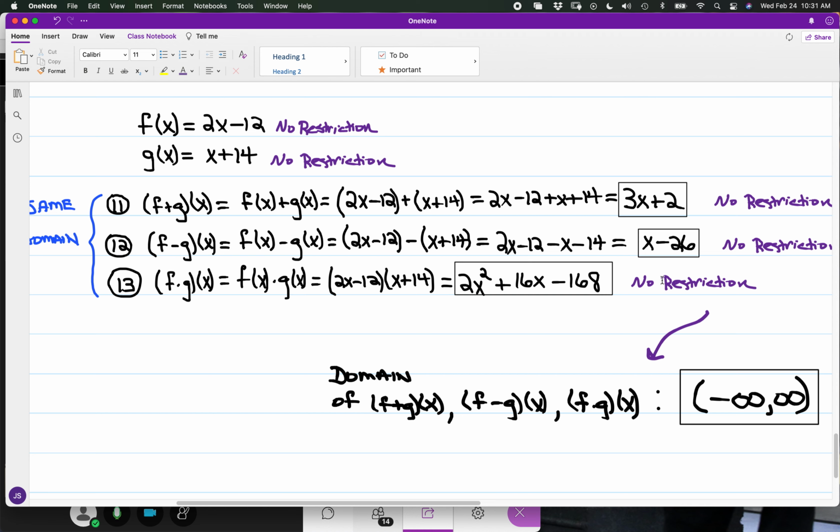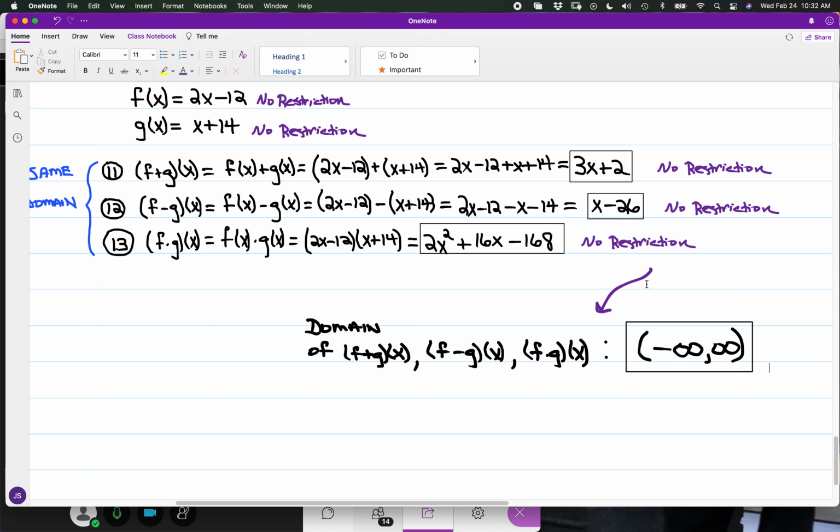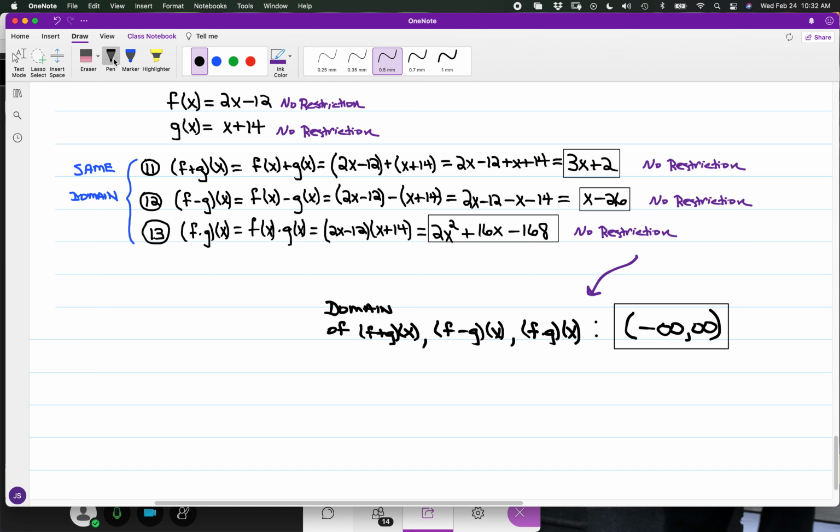Now, with the quotient function, we're still involving f of x and g of x, and we still have to be able to work with f of x and g of x. But because I have the operation of division involved, and since there's going to be a fraction, I can have an added restriction that the sum, difference, and product functions do not have at all. So for f over g of x, we have f of x over g of x.